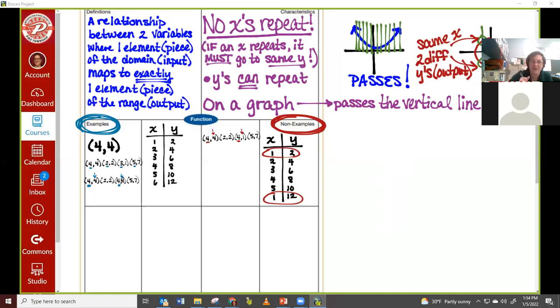Ooh, thank you. We have our first equation. Y equals 9x plus 6. Function or not a function? This one is a function.